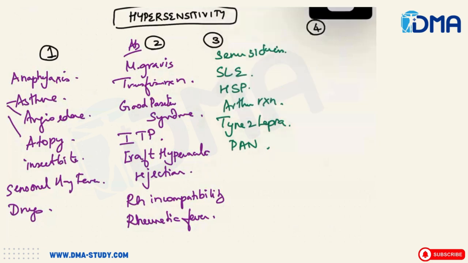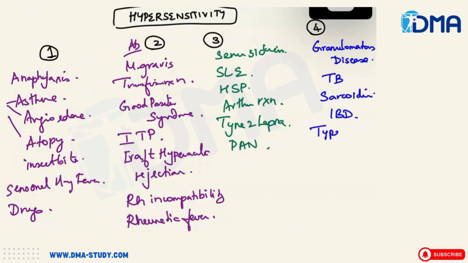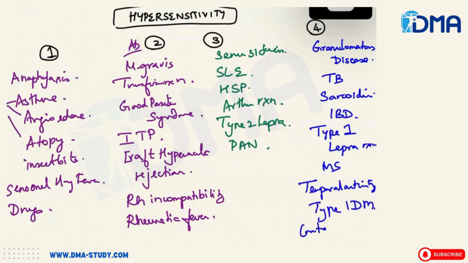Type 4 will be all granulomatous diseases. Example, granulomatous diseases like TB, then sarcoidosis, inflammatory bowel disease, type 1 lepra reaction, very important, multiple sclerosis, temporal arteritis, type 1 diabetes, contact dermatitis. All these things are examples of type 4 hypersensitivity reaction.